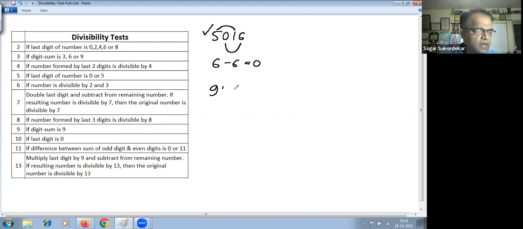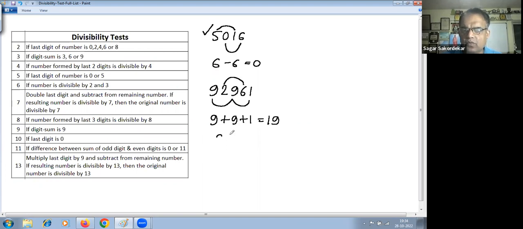Let's take another number, 92961. If you start from left, first, third, and fifth, you have to add 9 plus 9 plus 1. 9 plus 9 is 18 plus 1, 19. And the second and fourth, 2 plus 6 is 8. If you subtract, 19 minus 8 gives you 11. So this number is divisible.